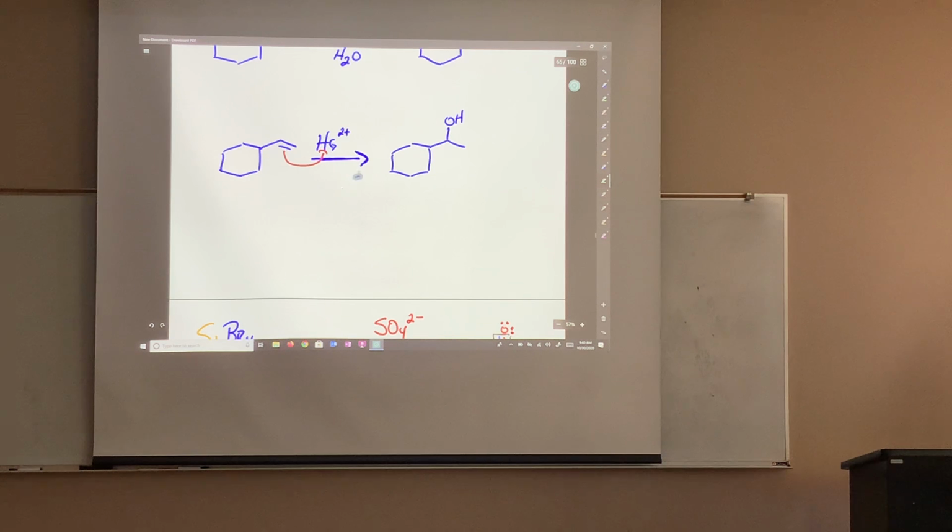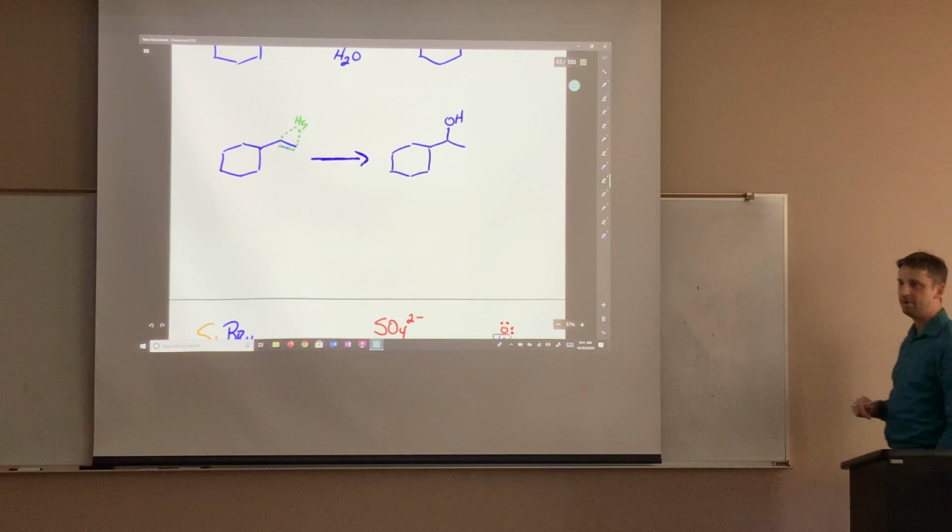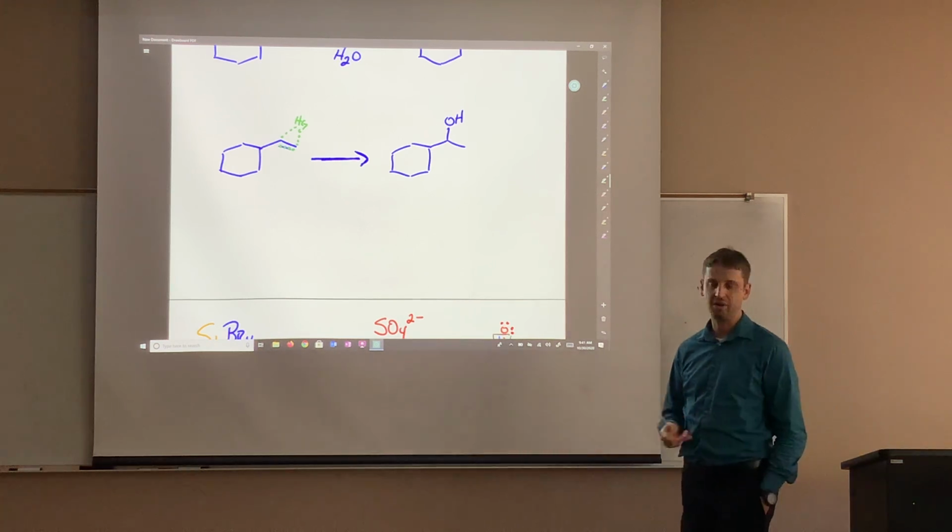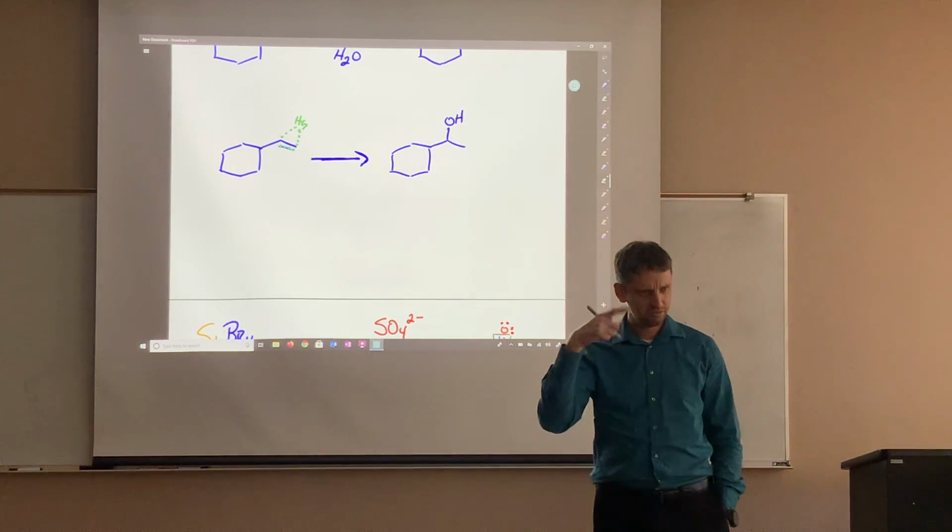What's going to happen here is actually something that looks a little bit more like this. Here's our mercury. Both of these carbons are going to start to form a bond with that mercury. So it's going to take the pi bond and start to form a bond between both of those carbons and the mercury.